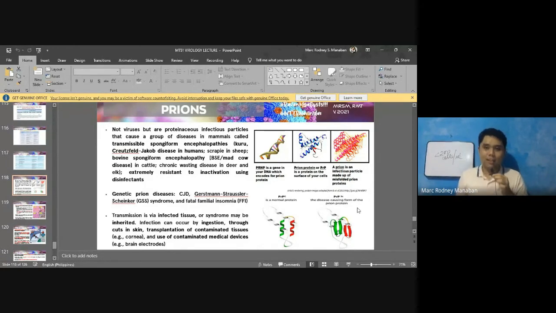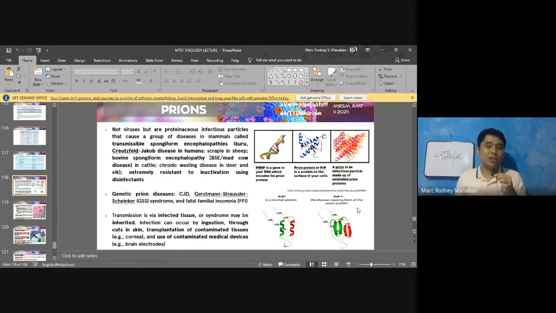This is the last part na gyud of virology. Daghan na lagi, daghan kayong viro. But anyway, this is the last part na gyud, which is your prions. Now, your prions, take note, these are not viruses. Actually, they're not viruses, but they're actually proteins, no? They are infectious protein particles that can cause disease.